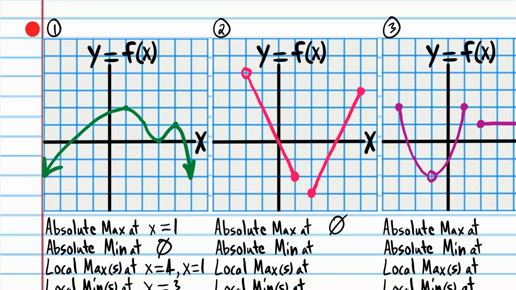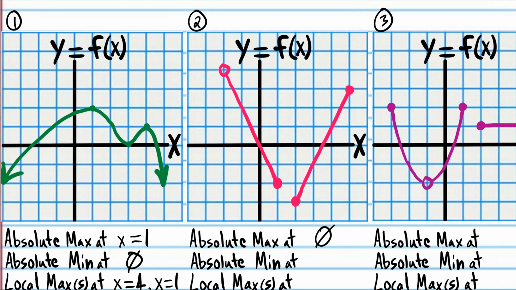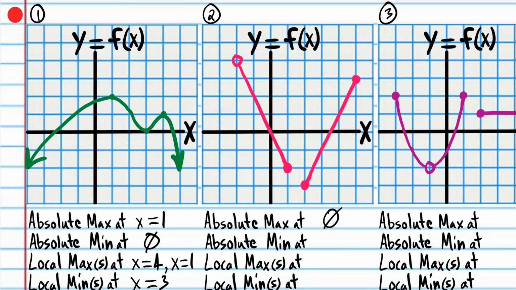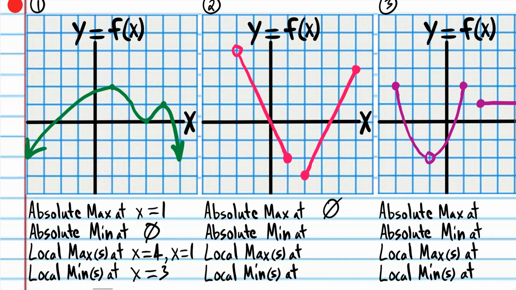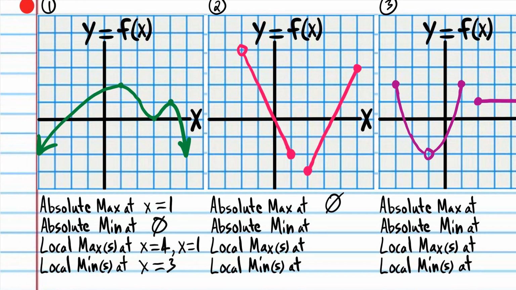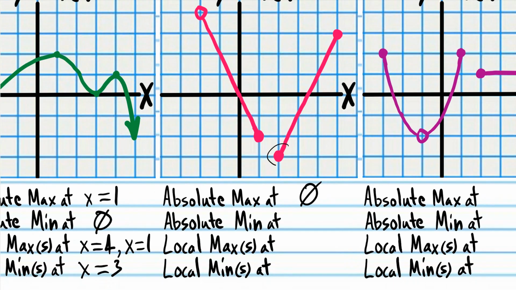So is there an absolute maximum value of this function? No, there's not. Now, I know what you're going to say. You're going to say, that's weird. And you're right, it is. There's some strange things to think about in the calculus curriculum, and that's an example of that. Is there an absolute minimum value of the function? Yes, there is. This point has the smallest y value, so there's an absolute minimum value of the function at x equals 2.